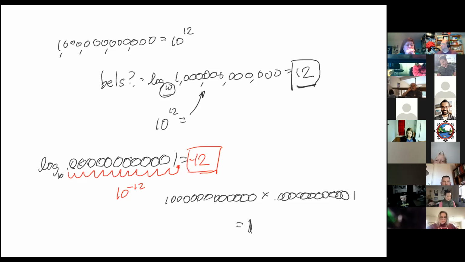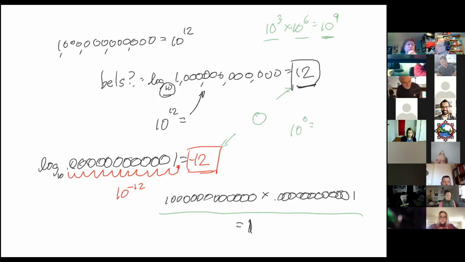That's right. The easy way to do this is we now have this logarithm and this logarithm. If we multiply these things, we just add their logarithms together. The reason that's true is because 10 to the 3rd times 10 to the 6th is equal to 10 to the 9th. If they have the same bases, you can just add the exponents together. Which means that if we have logarithms right here, we can just add them together. The sum of minus 12 and plus 12 is 0, and by definition, 10 to the 0 is 1.